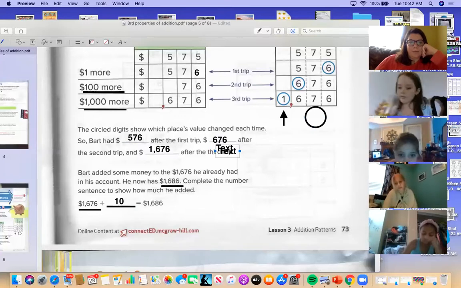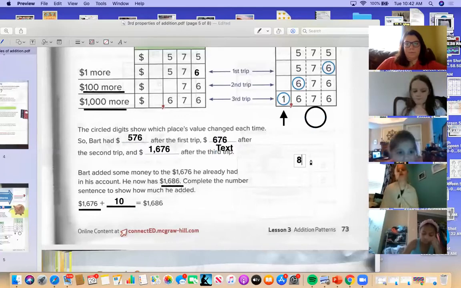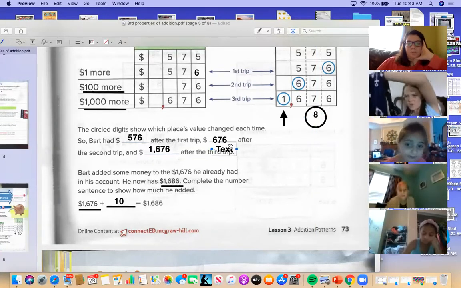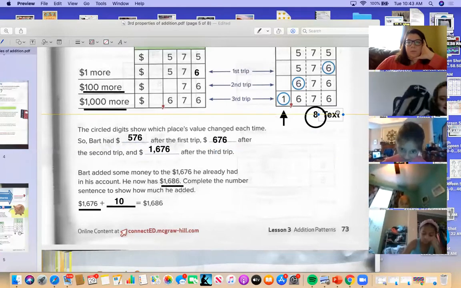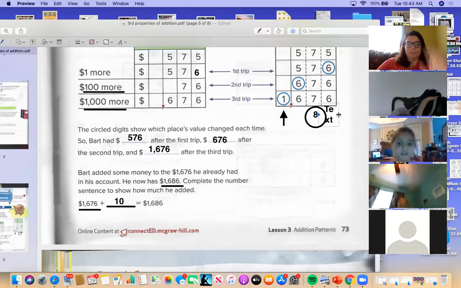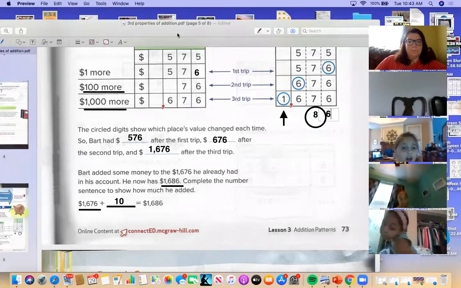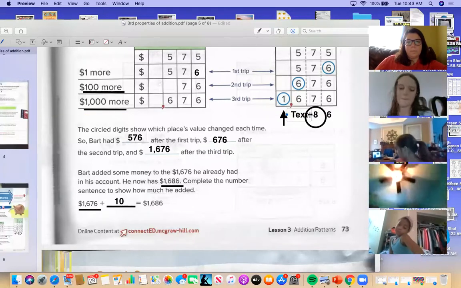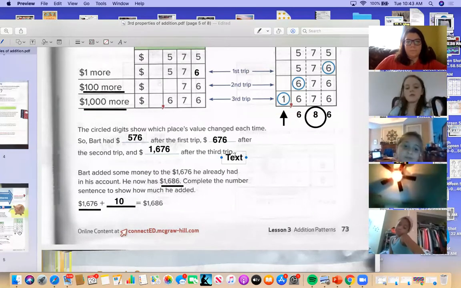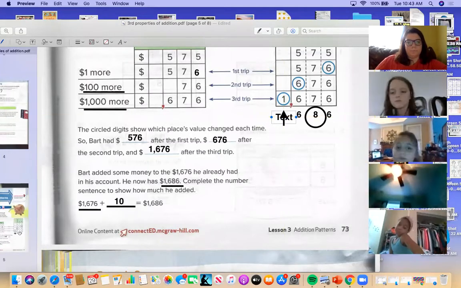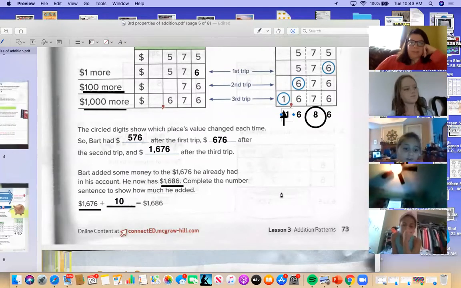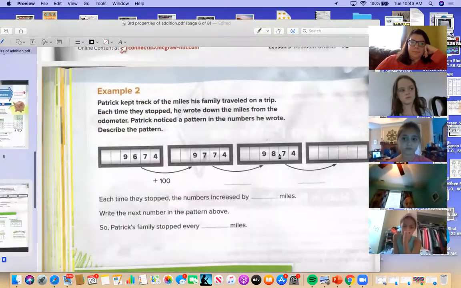Do we see that? All we're doing is adding 1 more, 10 more, 100 more, or 1,000 more. This one stayed the same. This one stayed the same. And we have 1 more, which you can't see because of the arrow. So 1,686. Ta-da!